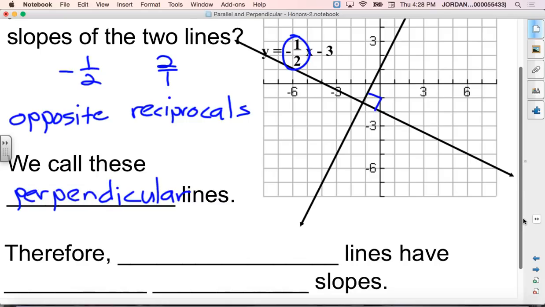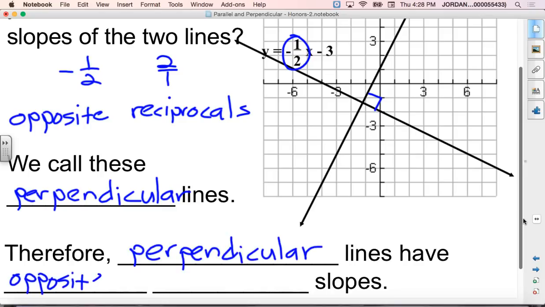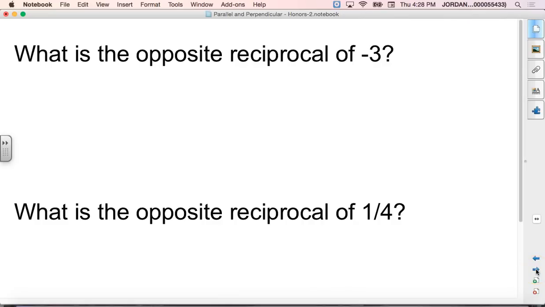So what we conclude right here is that perpendicular lines will have opposite reciprocal slopes. Okay, their slopes are always going to be opposite signs, and they're also going to be reciprocals of each other, which means they're going to be flipped fractions. One would be like 1 over 2, the other's 2 over 1. Or one could be 2 over 3, and the other's 3 over 2. But then they're also opposite signs. So one's going to be positive, one's going to be negative.